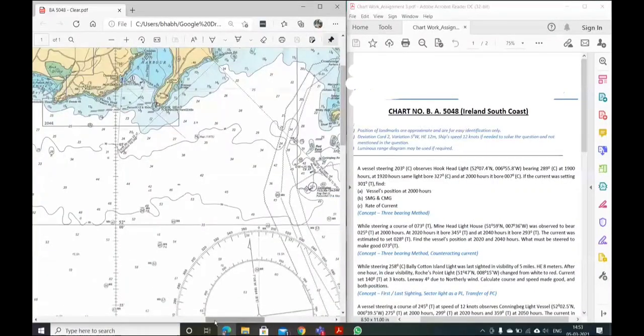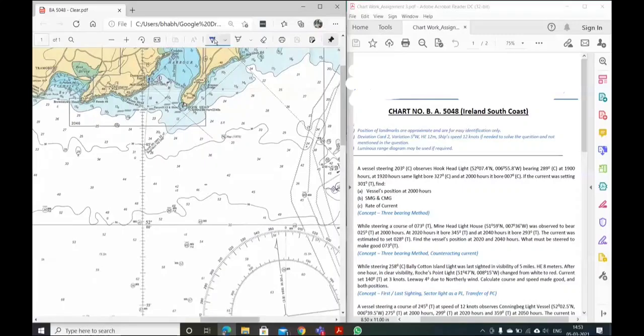Okay, this is where we have the light on the chart. It says the light was bearing 289 at 1900 hours, so something like this. This is the 1900 PL. At 1920 hours, it bore 327, so something like this, the second bearing. And at 2000 hours, it bore 007. So this is the third PL from the lighthouse.